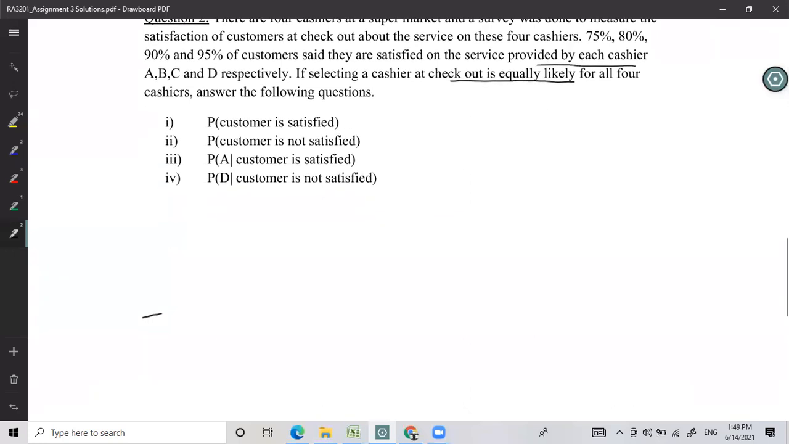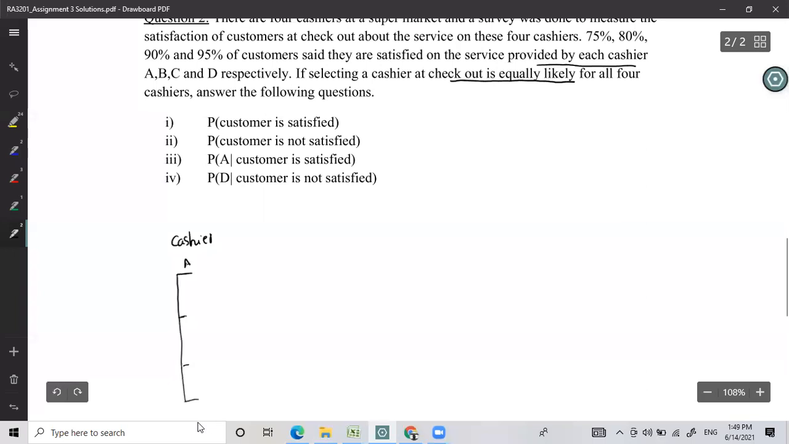And then let's go back and look at the probabilities we have to calculate, okay? The first level is you go for the cashier: A, B, C, or D. Right. So what is the probability of selecting cashier A, B, C, or D? What are these probabilities? How do you find that?